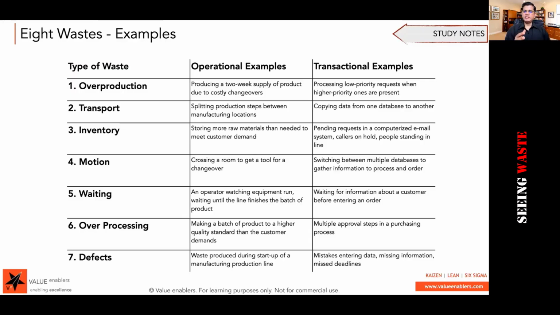There are some operational examples that I have given here, and there are some transactional examples given here. And just by reading this, you will understand this particular type of waste. And I don't want to waste my time in explaining each and every one of this. That will become Muda again. Maybe it will become Muri also to someone, right? So, how many of you can take a screenshot of this?